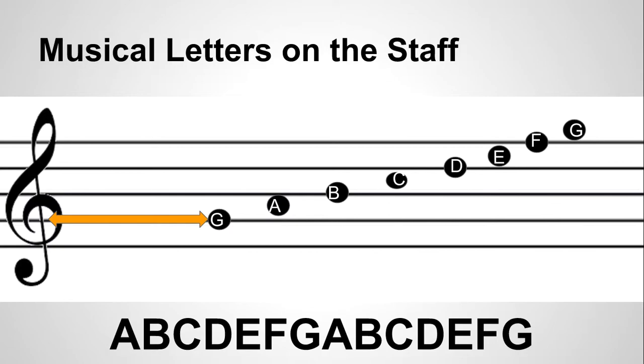What if I wanted to keep going up in my alphabet? What would I do? I would add a ledger line. That's what these are called. And I would continue adding lines and spaces as necessary. So when I put a note here on this line, it would be your A, and you would continue that way.